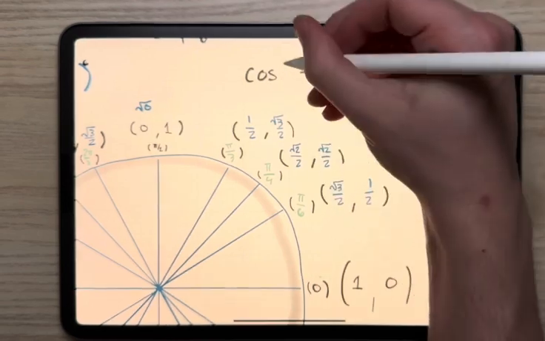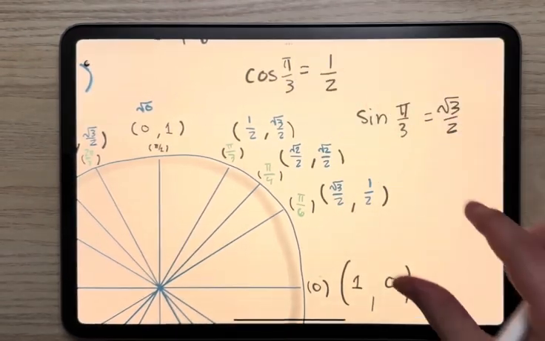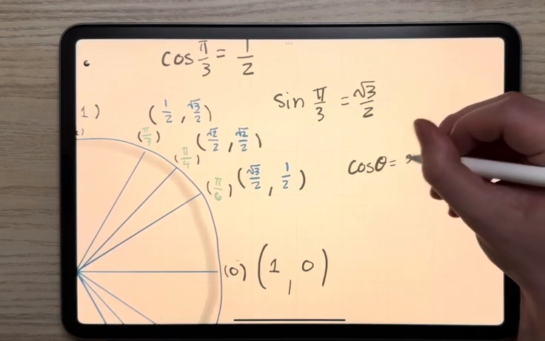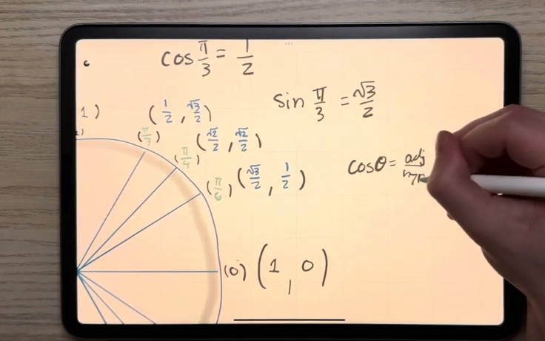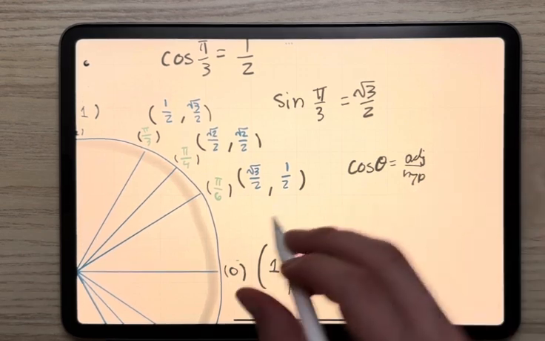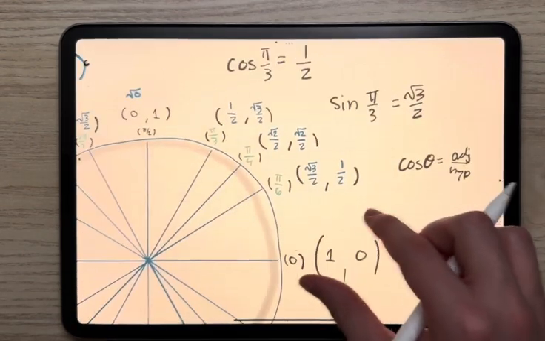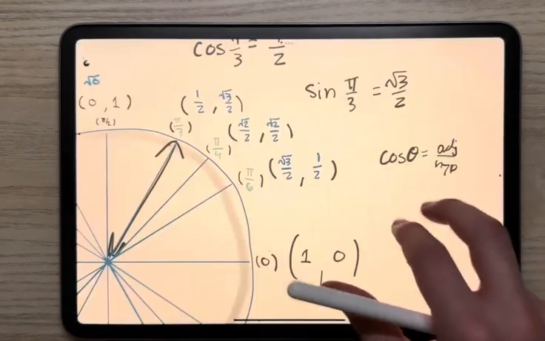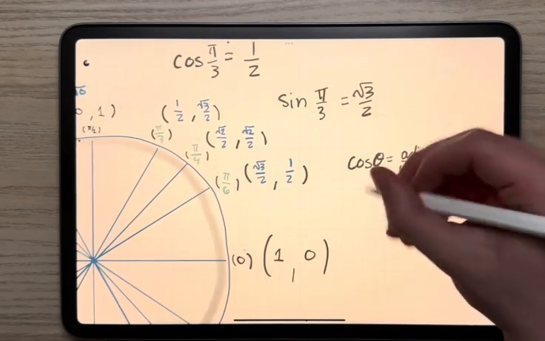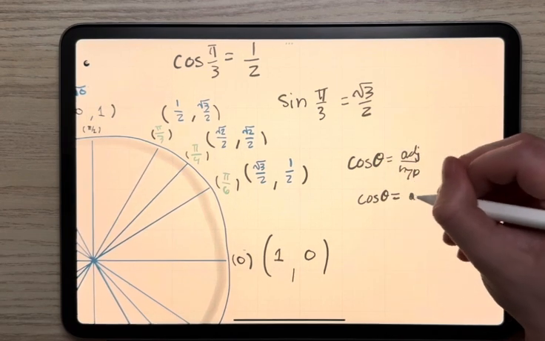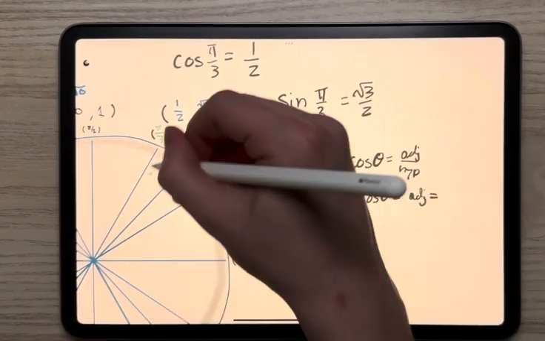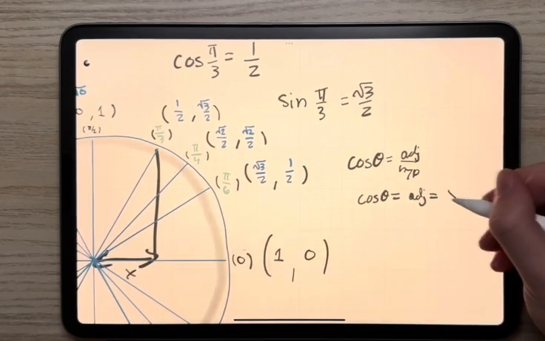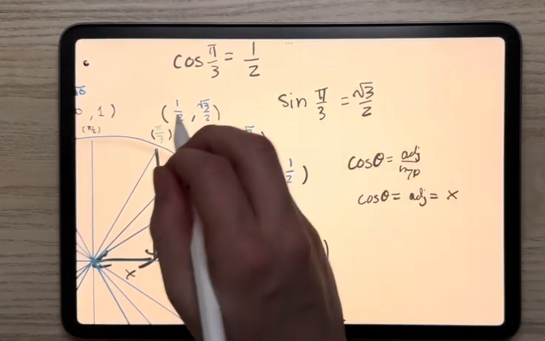And the theta right here is pi over 3. The reason why is because cosine of theta is adjacent over hypotenuse, but the hypotenuse of this circle is the radius. See, this is the hypotenuse, and the radius is 1. So it's just cosine theta is equal to adjacent, and the adjacent side of this triangle right here is x. So cosine of theta is x, or 1/2.